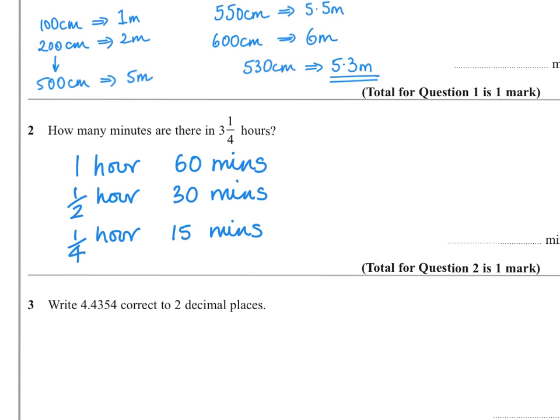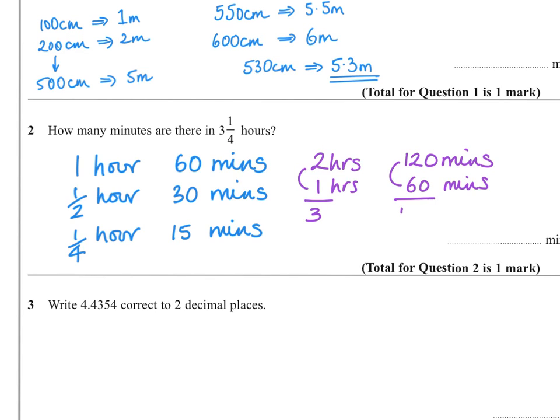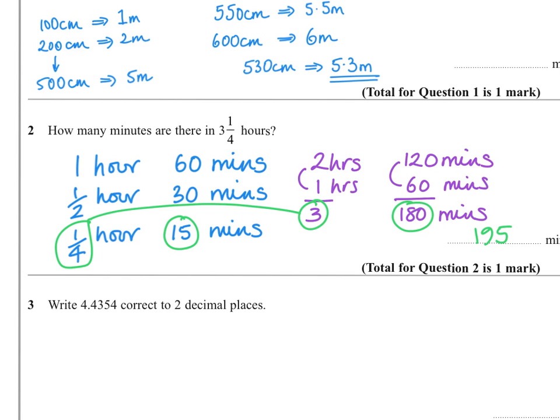So if you know that 1 hour from here is 60 minutes, then 2 hours would be 120 minutes. And if you have another hour here, which you know is 60 minutes, then you can work out what 3 would be. Because if you add 2 and 1 together, you get the 3. So if you add the 120 and the 60 together, you get 180 minutes. So all you have to do now is add the 15 to the 180, and that gives you 195 minutes. And that would be 3¼ hours.